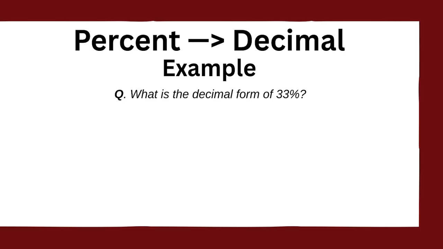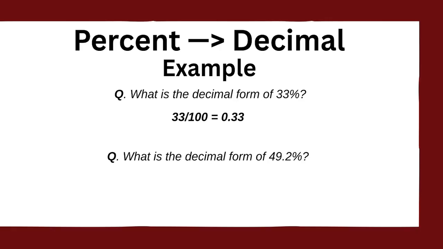So for example, what is the decimal form of 33%? Well, I know I'm going to take that percent value and divide that by 100. So 33 divided by 100, I would get 0.33. What is the decimal form of 49.2%? I'm going to take that percent value, 49.2, and divide that by 100. When I do that, I get 0.492.